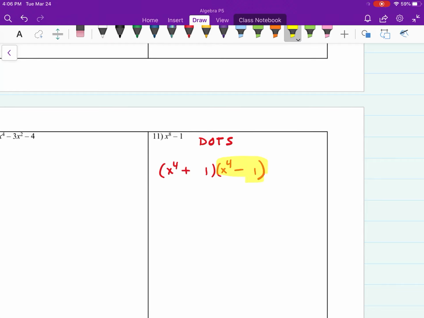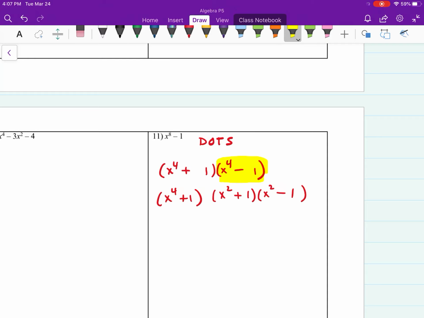Because this is the difference of two perfect squares. The D in difference means subtraction. So I'm going to bring down x to the 4th plus 1. And when I factor x to the 4th minus 1, that would be x squared times x squared. 1 times 1. One gets plus, one gets minus.